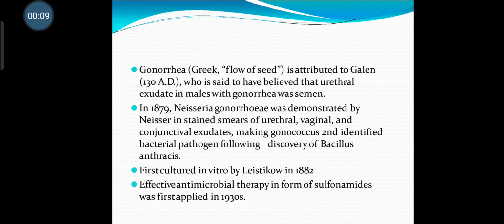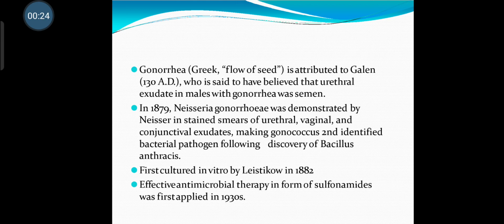Hello students, today we will be studying one of the sexually transmitted diseases called gonorrhea. Gonorrhea is a Greek word which means flow of seeds. It is attributed to Galen, a scientist in 130 AD, who is said to have believed that urethral exudates in males with gonorrhea was semen.